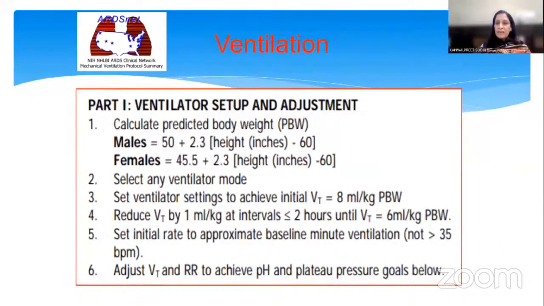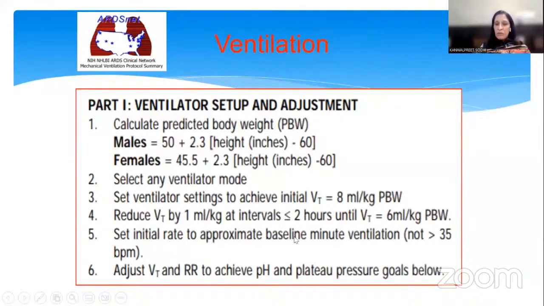So how are we going to ventilate? Let us talk about the ventilator setup. First of all, we need to calculate the predicted body weight because the tidal volume we are going to set is as per the predicted body weight. This formula is easily available on Google. You can Google it and then select any ventilator mode. Set the ventilator settings to achieve a tidal volume of 8 mL per kg. Start with 8 mL per kg and then start decreasing the tidal volume by 1 mL per kg at around 2 hour intervals until we have a target tidal volume of 6 mL per kg predicted body weight.